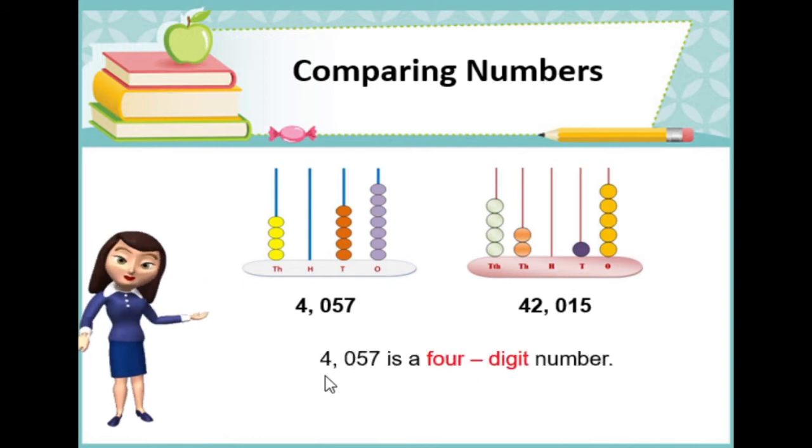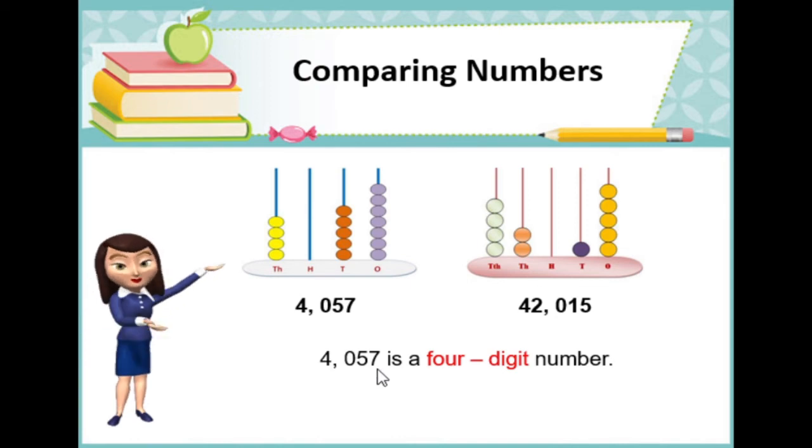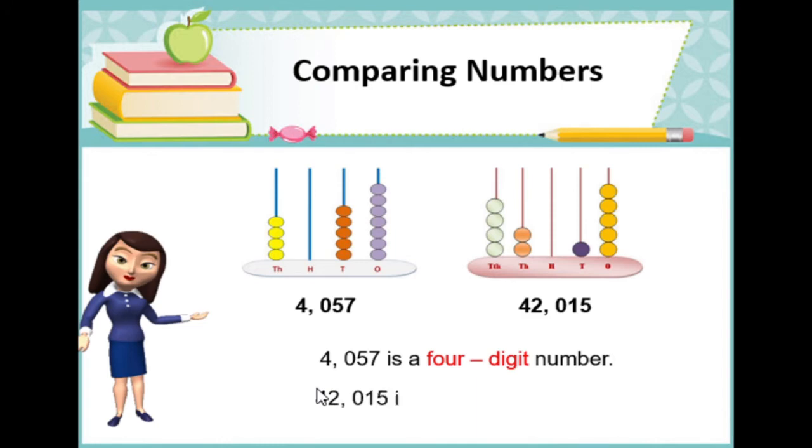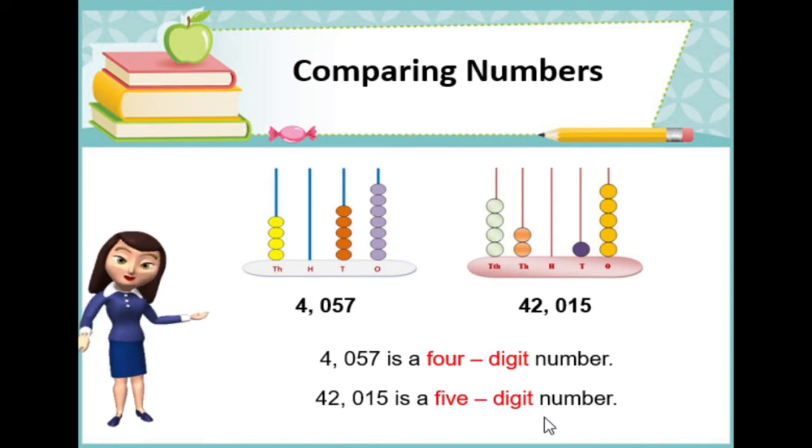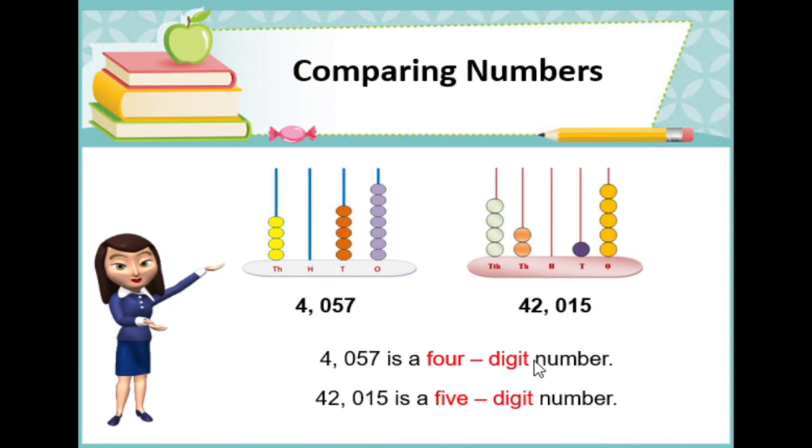So you can see 4,057 is a 4-digit number, while 42,015 is a 5-digit number. Let's try to see how these number of digits help us to compare the two numbers.